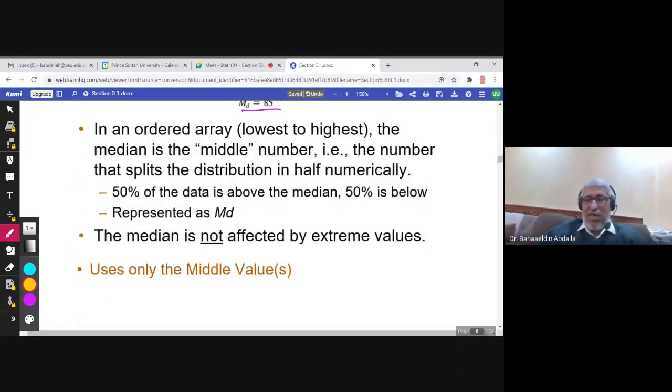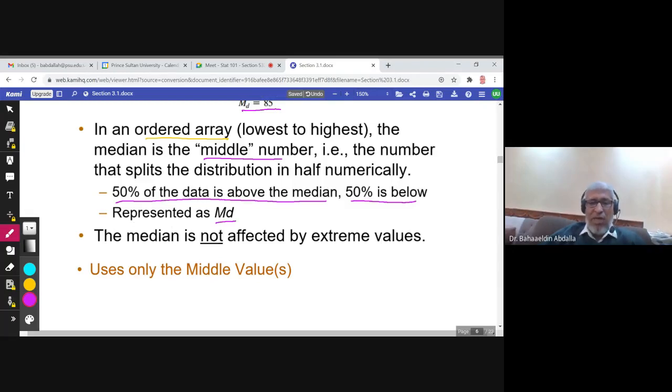What are the characteristics of the median? We have to order the data, okay? Ordered array, lowest to highest. If you do it from highest to lowest, you will get also the answer, but we usually use from lowest to highest. The median is the middle number. It is in the middle. 50% of the data above the median, 50% is below the median. That's really the definition of the median.